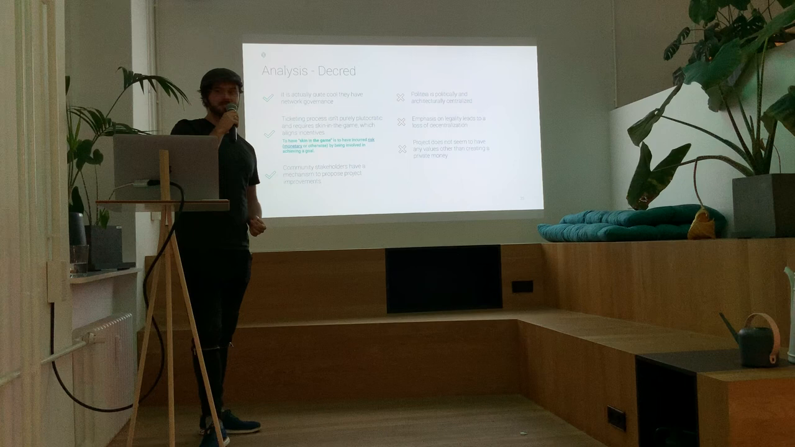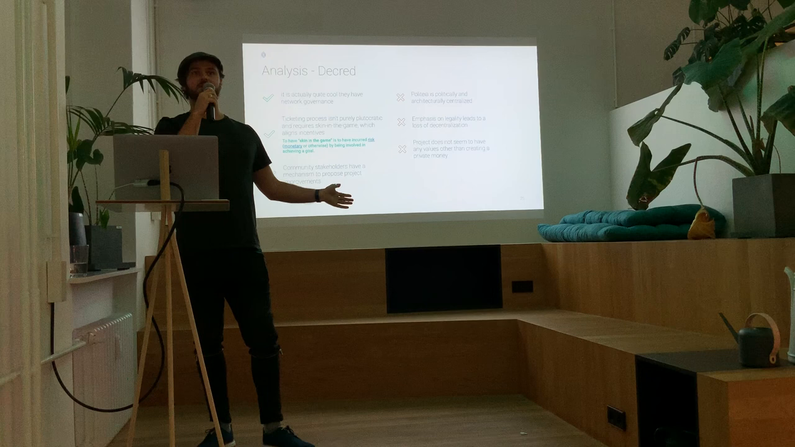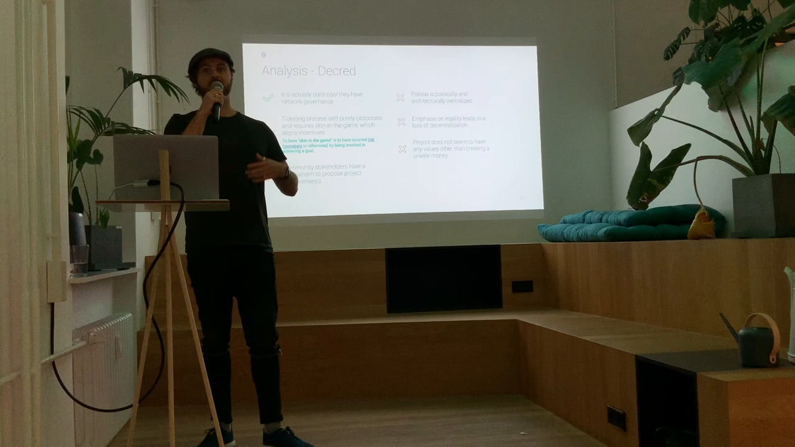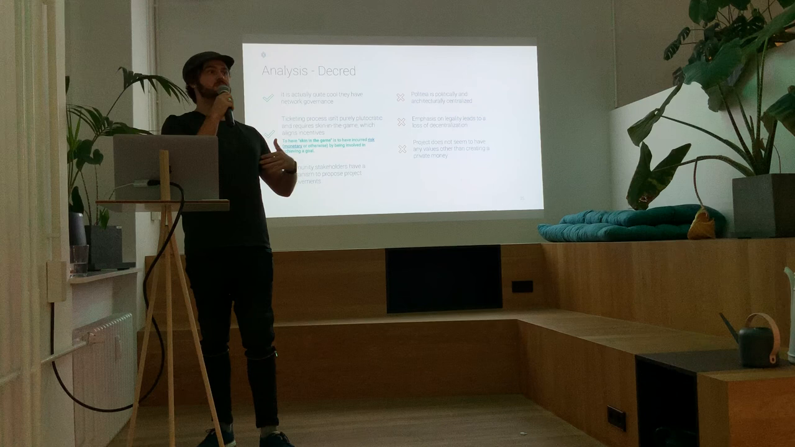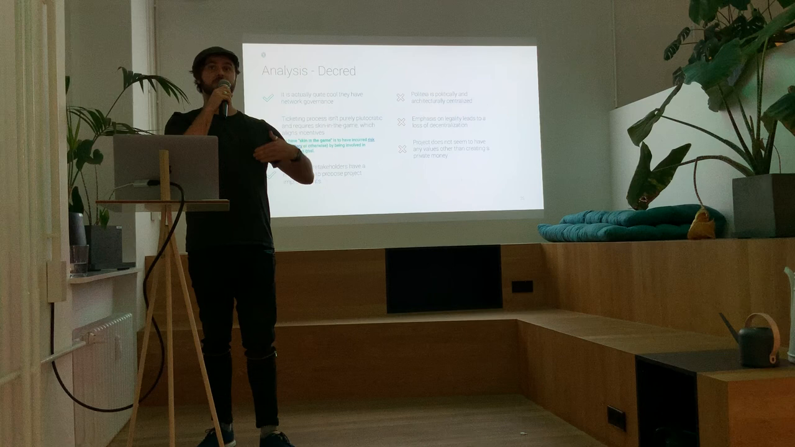Some cons here. Politeia, their treasury management application, is neither politically nor architecturally decentralized. This is running on a server, this is being managed by a company, and that company is effectively a middleman. So there's no smart contract guarantee here that this is what's going to happen. The emphasis on this strict legality is what's causing this loss of decentralization. They don't want to step on anyone's toes. And if that wasn't actually a decentralized entity, it would kind of exist in a legally gray area.